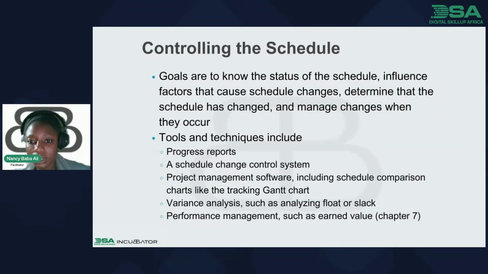So, controlling the schedule. Goals are to know the status of the schedule, influence factors that cause schedule changes, determine that the schedule has changed, and manage changes when they occur. Tools and techniques include progress reports, a schedule change control system, project management software, including schedule comparison charts like Gantt chart, variance analysis such as analyzing float or slack, and performance management such as earned value, chapter 7.